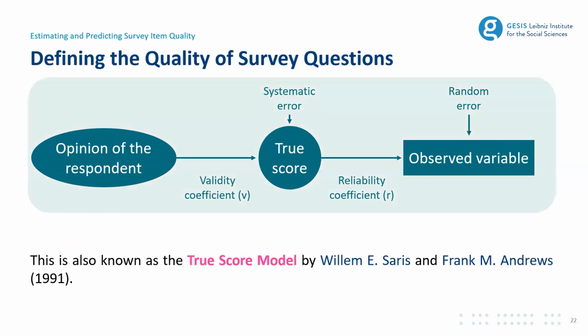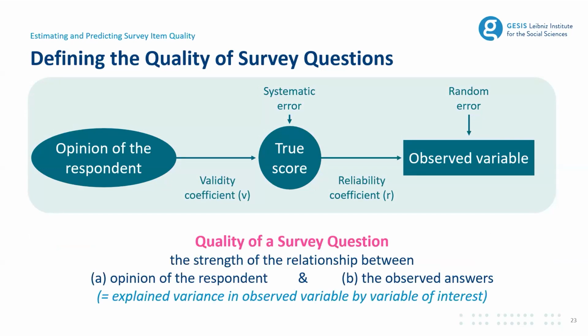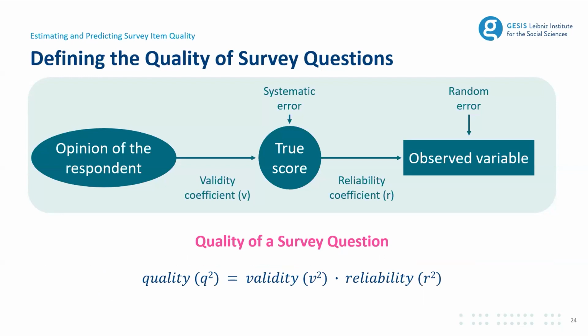All of this together is also known as the true score model, as it was developed by Willem Saris and Frank Andrews. And according to the model, the quality of a survey question is basically the strength of the relationship between the opinion of the respondent on the one side and the observed answers on the other side. Or, put differently, it's the explained variance in the observed variable by the variable of interest. And it can be calculated by multiplying validity and reliability. And that's how you get the quality. Okay, so this is the theoretical framework behind estimating the quality of survey questions, or how you could define the quality of survey questions.